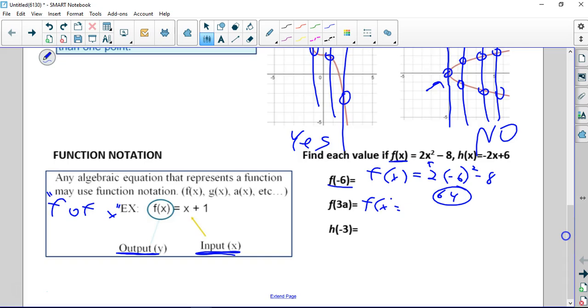F of X equals 2 times 3a squared minus 8. Now here you gotta be careful. It's not 3a squared, it's 3a in parentheses being squared, which means the 2 goes to the 3 and the a. So in other words, you're going to do 3 squared, which is 9, and a squared, which is a squared. But we can't forget this little 2 out here. Kind of like when we were dealing with radicals. You can't forget that this means 2 times 3a squared. So 3a squared is 9a squared, times 2 is 18a squared, minus 8.